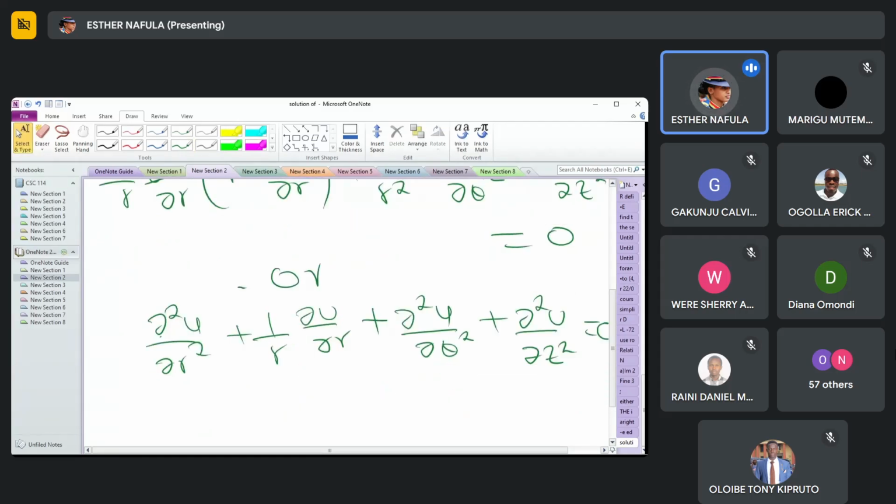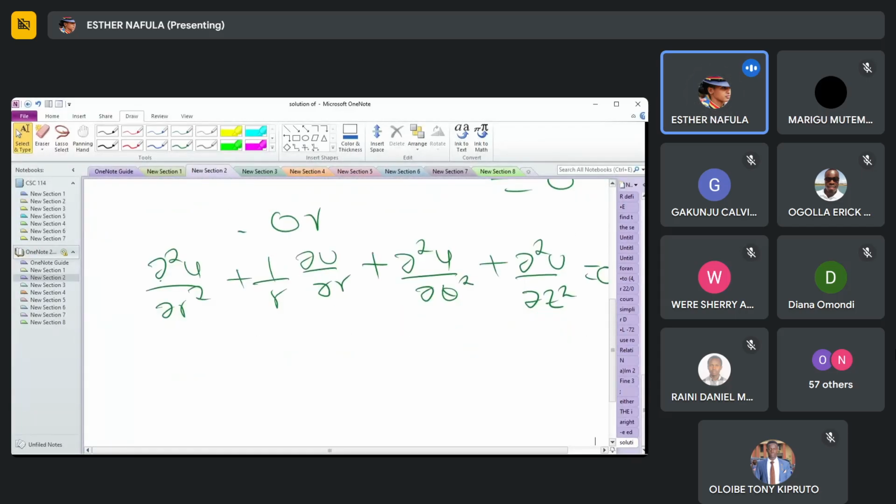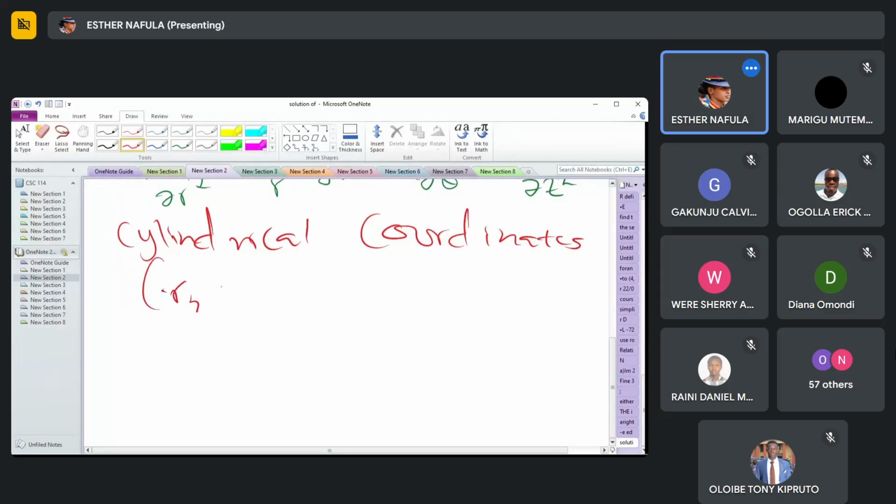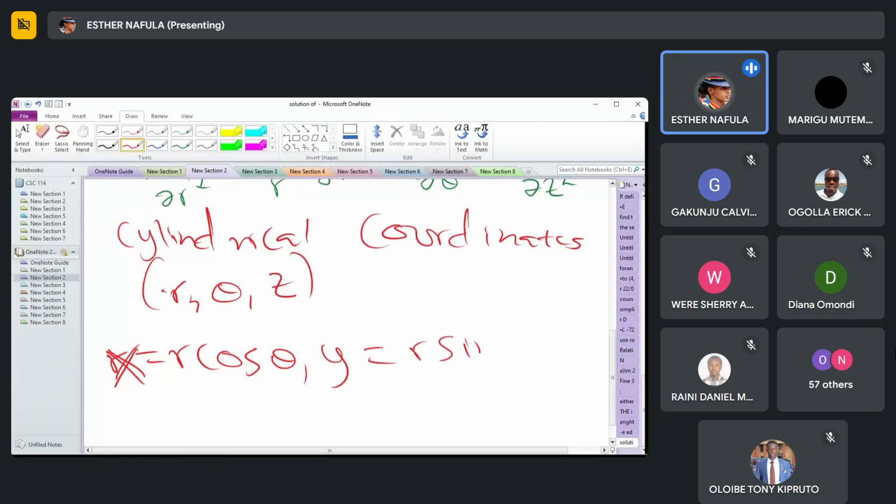Let's first derive before solving. So in cylindrical coordinates, the coordinates are r, theta, and z. Here we have x equal to r cos theta, y equals r sin theta, and z is just equal to z.